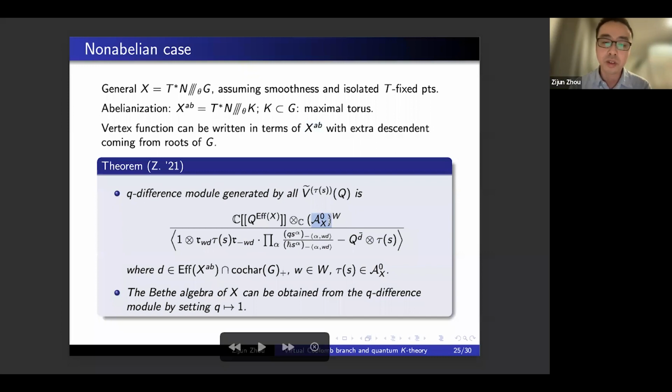So this Coulomb branch is essentially about this abelian quotient. It's not about X itself. So this is somehow an abstract description of this q-difference equation. These relations are still stated in terms of these generators of the virtual Coulomb branch. It's not so explicit as one hoped.